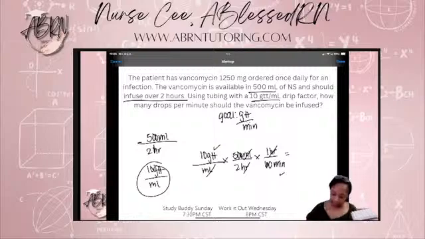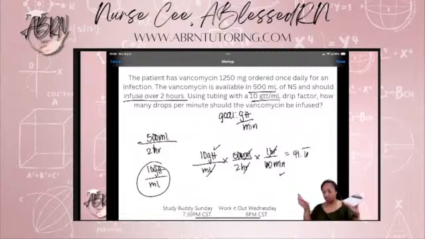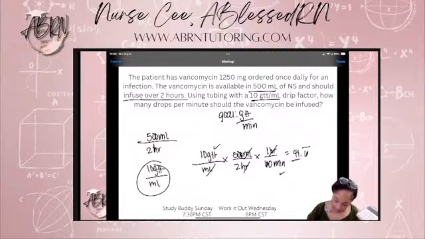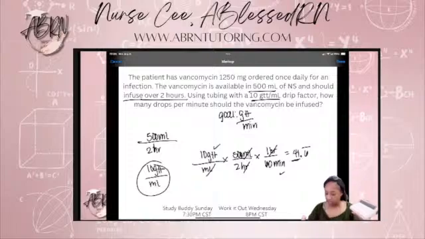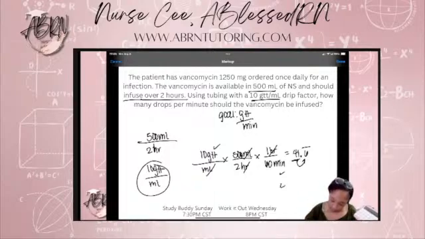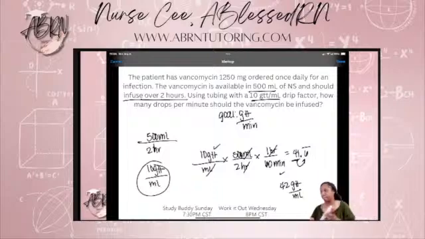So 41.6 repeating. So if we are to round this to the nearest whole number, this is my whole number that I'm starting at, everything to the left of the decimal. And then we go 1 decimal place to the right, which is the tenth place. If it's 5 or more, we raise the score. So it's going to be 42 drops per minute.